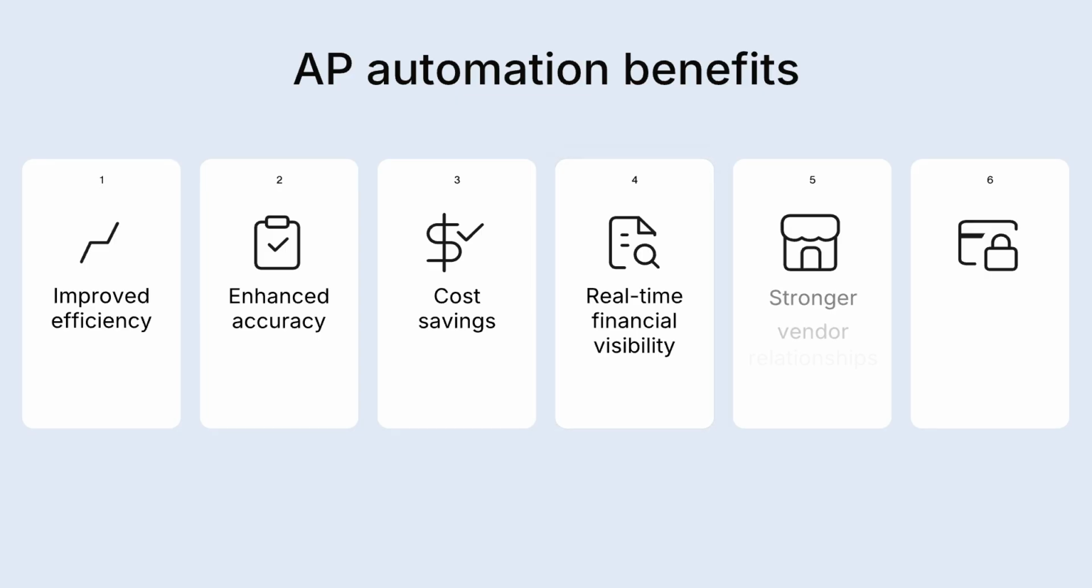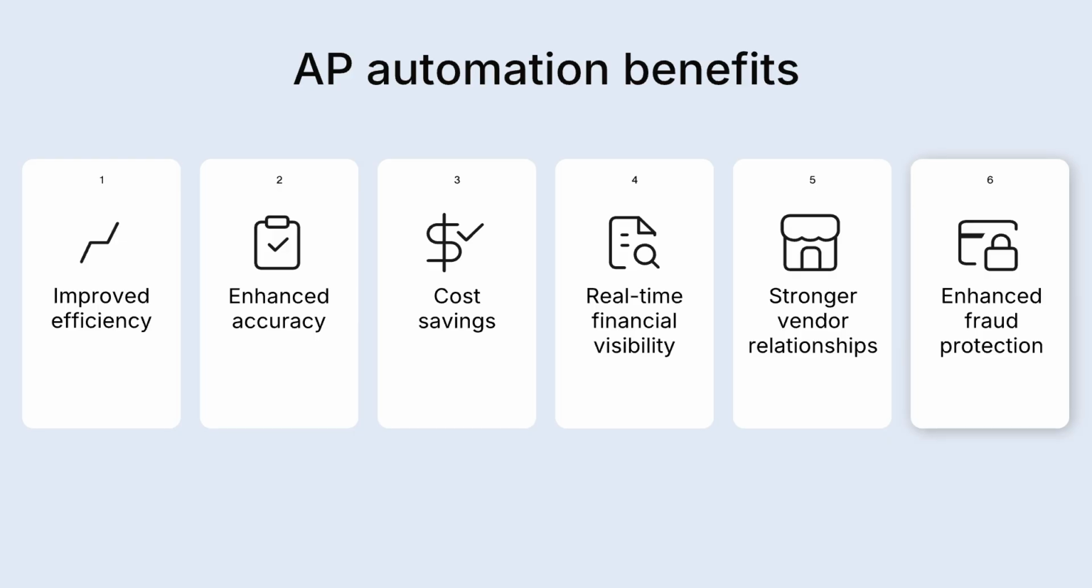Automation also helps strengthen vendor relationships. When your payments are accurate and always on time, you build trust and avoid awkward conversations about missing or late payments. And finally, automation brings stronger security and fraud protection. Automated systems make it easier to catch suspicious activity, prevent duplicate payments, and enforce controls around who can approve and send funds.